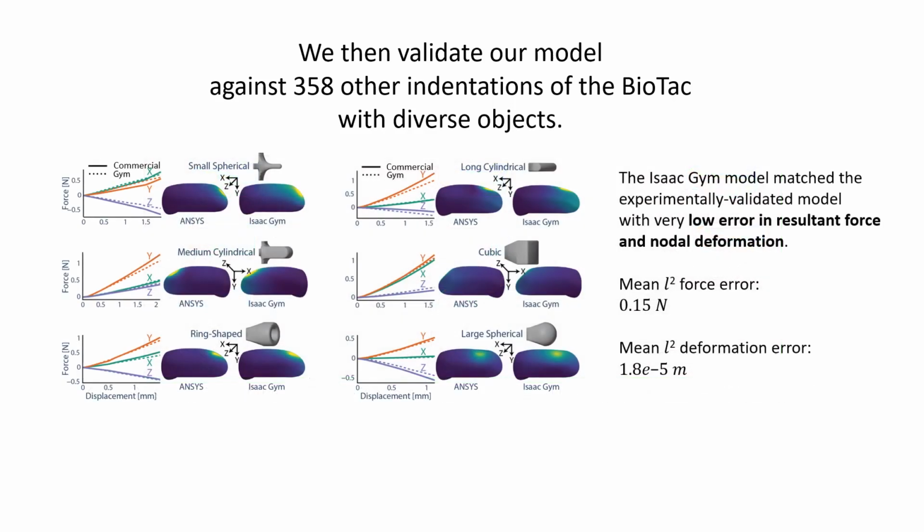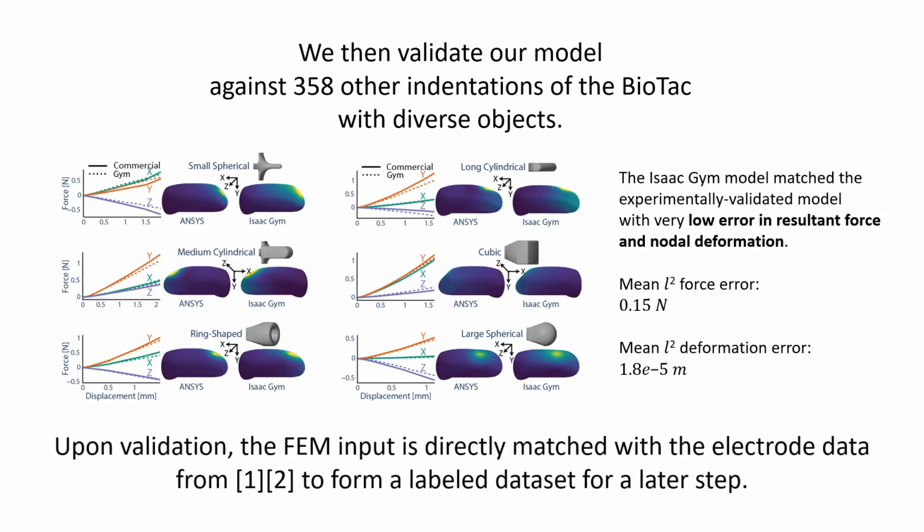The Isaac Gym model closely predicted the force displacement profiles and deformations of the experimentally validated model over the wide range of indentations and indenters. 6 randomly sampled indentations from 6 different indenters are shown here. After validating the model, we matched each indentation with corresponding BioTac electrical data from our previous work to form a labeled dataset used in a later step.